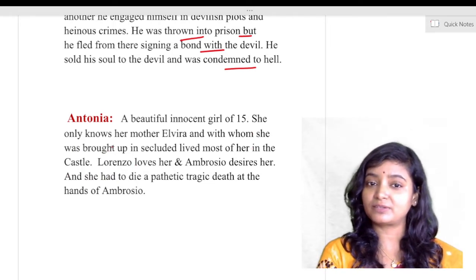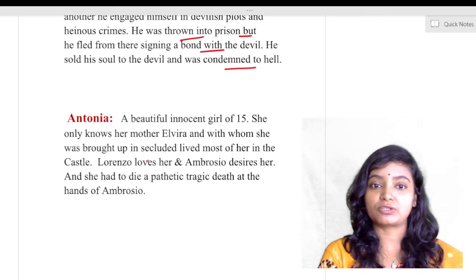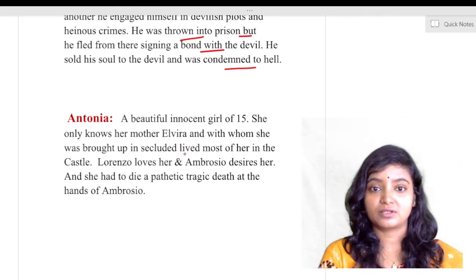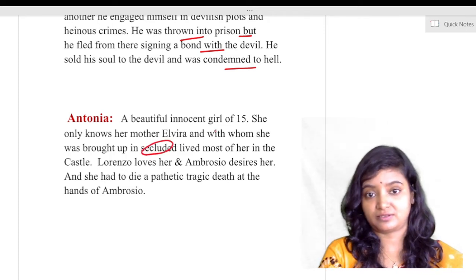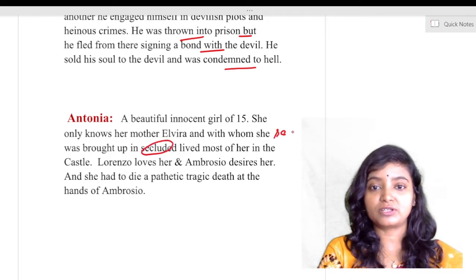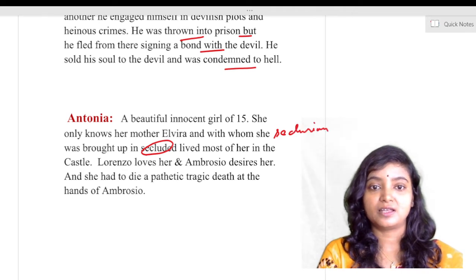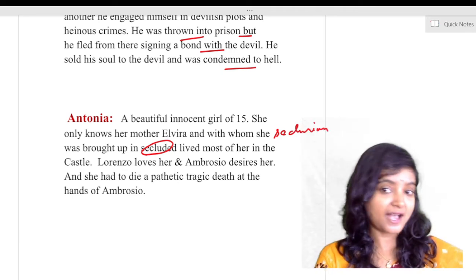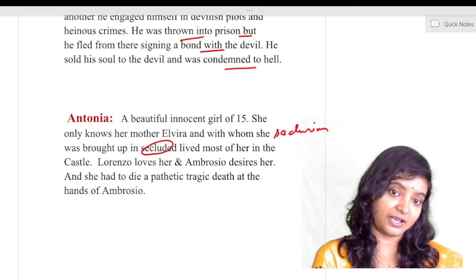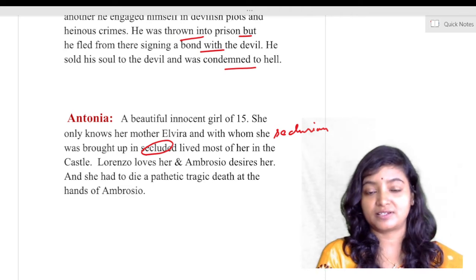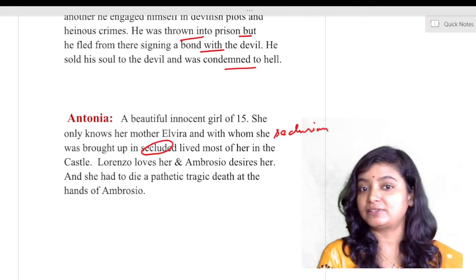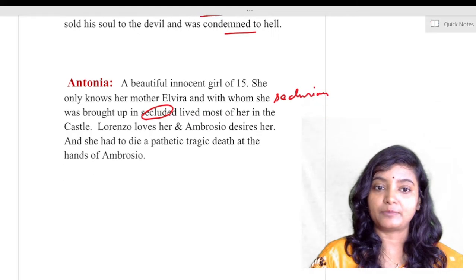So Antonia is a beautiful innocent girl of 15. She only knows her mother Elvira, with whom she was brought up in a secluded life. She was brought up in seclusion, and lived most of her life in the castle. Lorenzo loves her and Ambrosio desires her. So there is a difference between love and desire. Lorenzo loves her genuinely, but Ambrosio just wants her, desires her, and she has to die a pathetic, tragic death at the hands of Ambrosio.